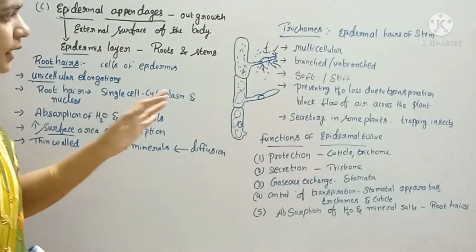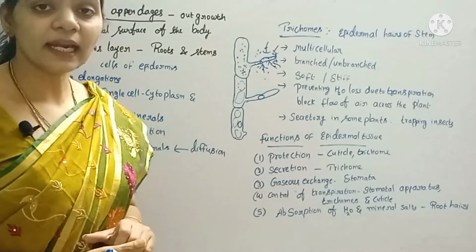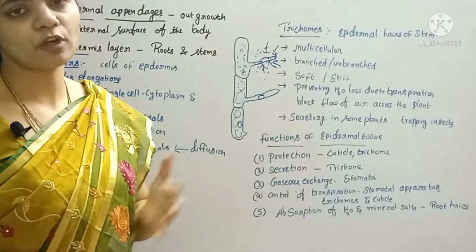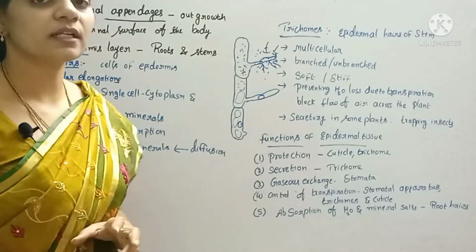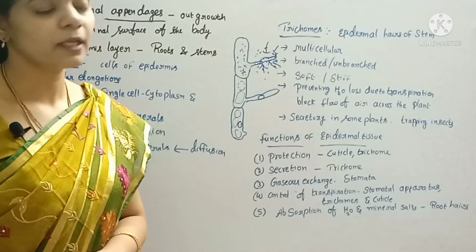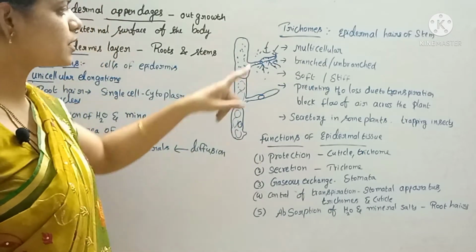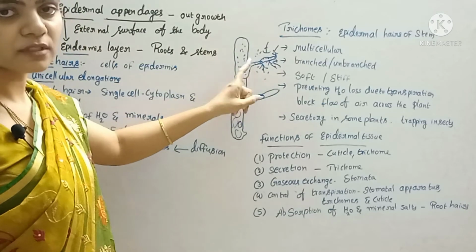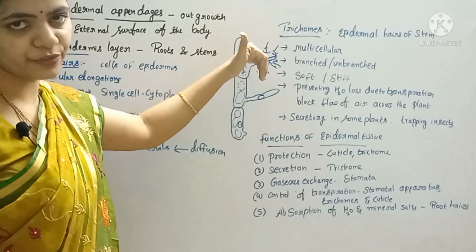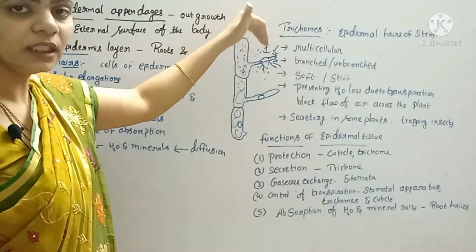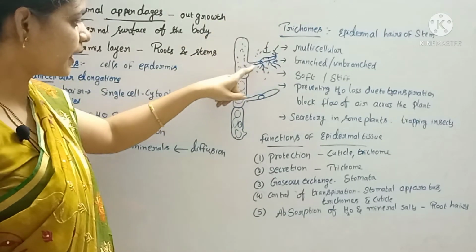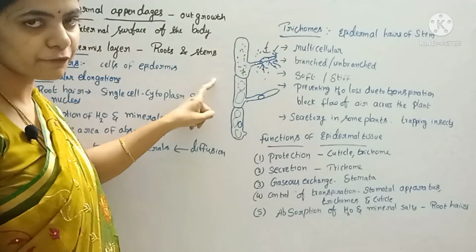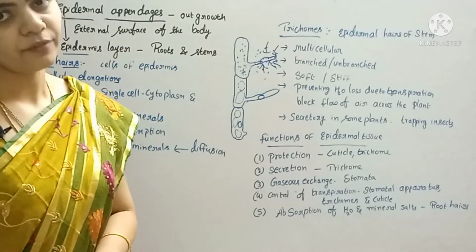Next, how do these root hairs get the water and mineral salts? How do they absorb them? Because these root hairs consist of thin walled structures. By means of these thin walled structures, water and mineral salts present in the soil get diffused into the root hair. From the root hair they enter into the epidermal cells and from there to the different parts of the plant.